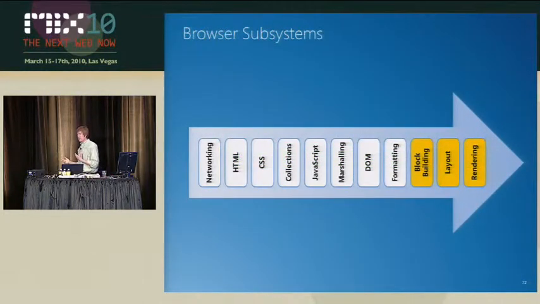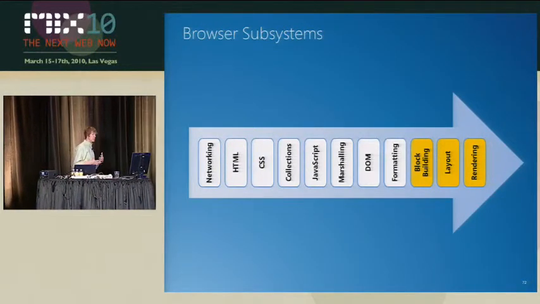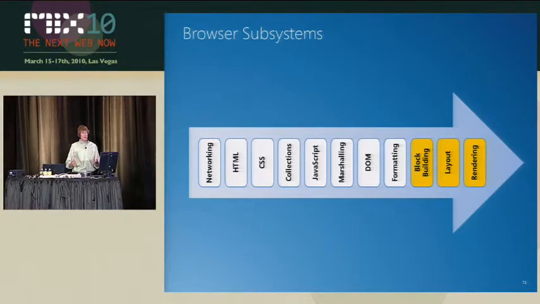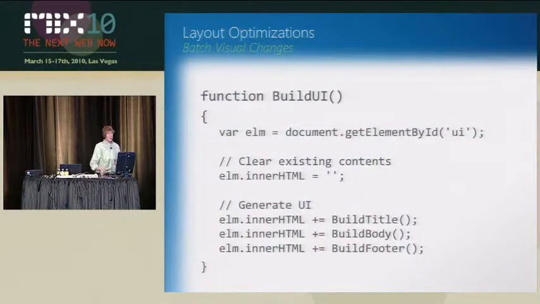The last 3 subsystems. So now that we have our document and it's fully formatted and we're ready to display it to the screen, we're going to go through 3 subsystems that are referred to as block building, layout, and then ultimately rendering, or rendering to the screen. I'm going to group these together from a best practices perspective. And the single best practice here, and one of the most important best practices that you'll hear today, is to batch visual changes.